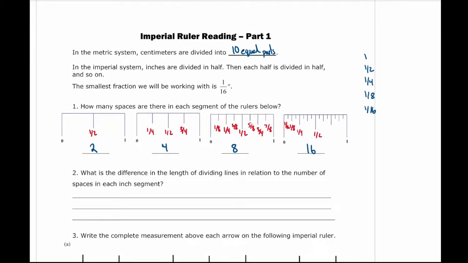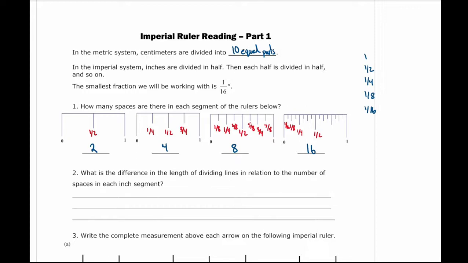Number 2, what is the difference in the length of dividing lines in relation to the number of spaces in each inch segment? So in regards to the length of the dividing lines to the number of spaces, again, there may be no right or wrong answer to this, and I'll be honest, I had some trouble thinking about this one myself, but best thing I could say is the larger the line, the fewer the spaces in each segment, right?